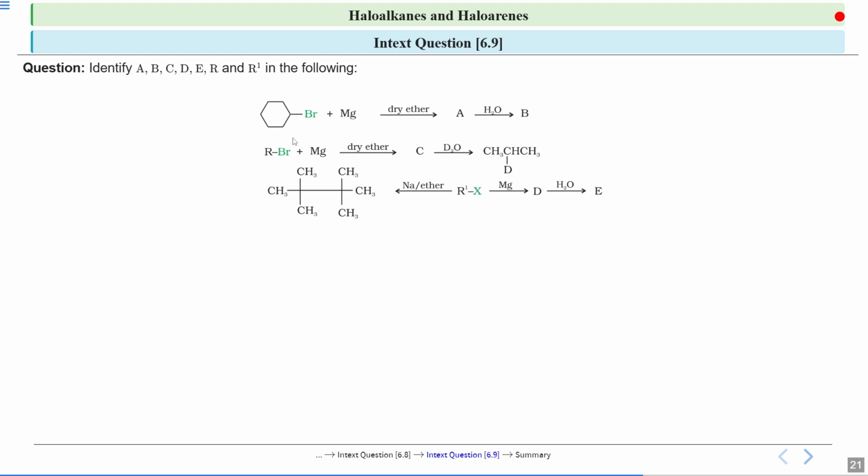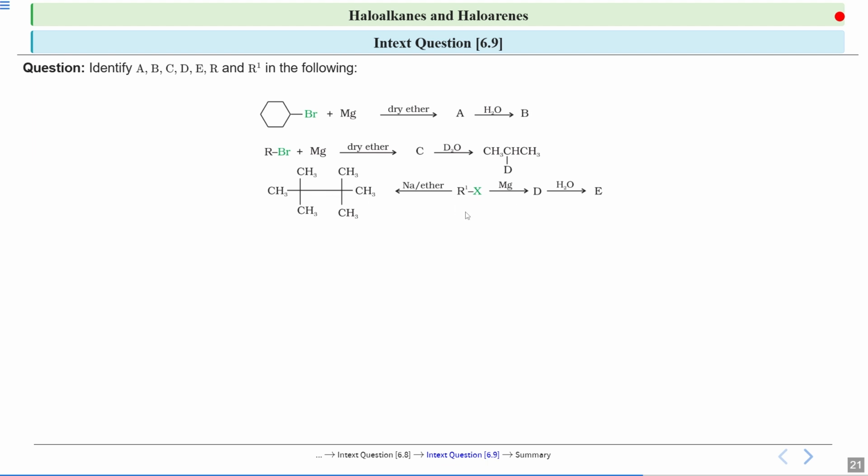When RBr, that is an alkyl bromide, reacts with magnesium in the presence of dry ether, you get product C. So you have to identify R and C. And when C reacts with D2O, you get CH3, CHD, CH3. The next reaction starts from R1X. R1 is an alkyl group, and you have to identify what R1 is. When R1X reacts with sodium in the presence of ether, you get this product, which is (CH3)3C-C(CH3)3.